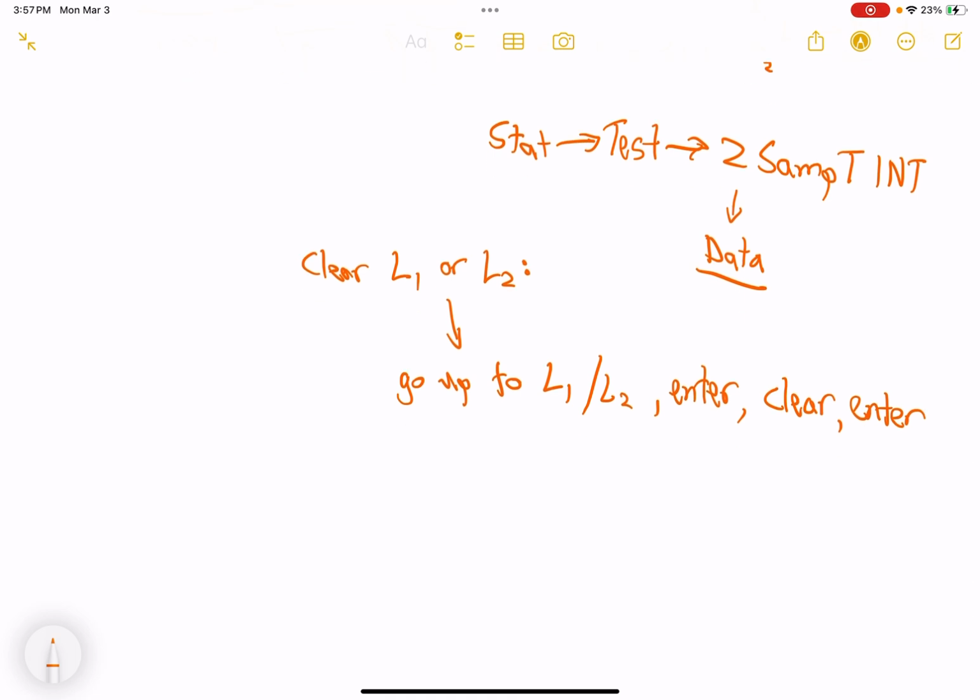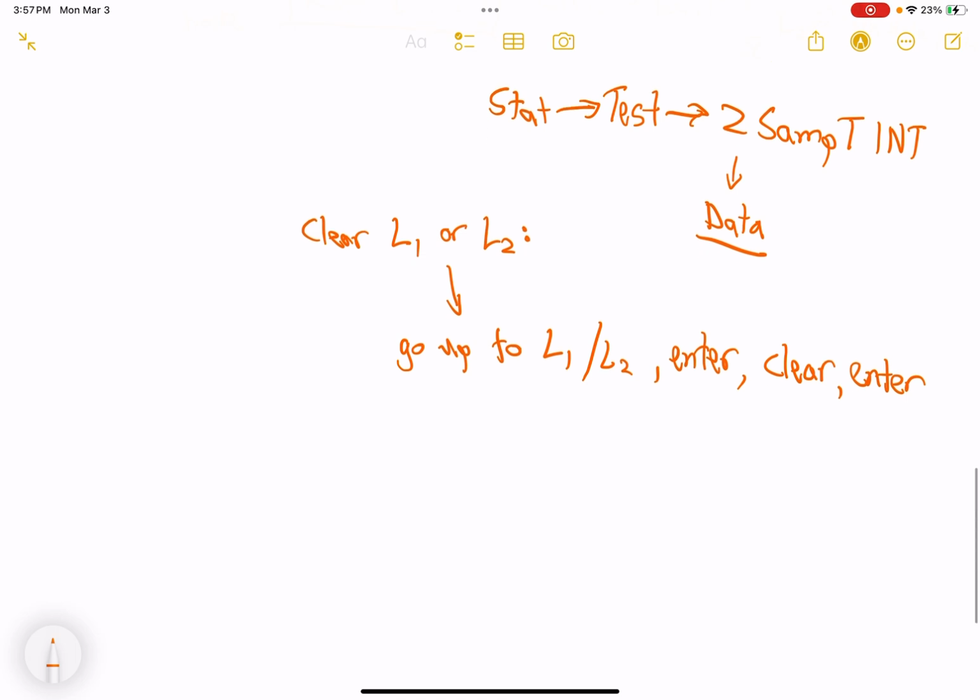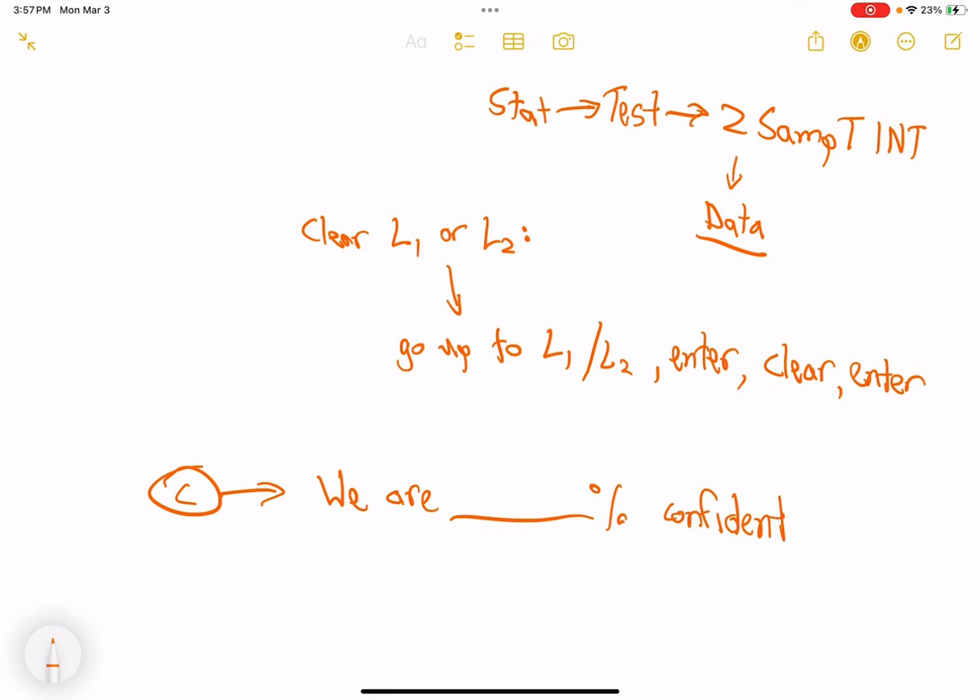What we do is we then conclude, and you know this like the back of your hand. What will that look like? We are blank % confident. Again, don't give me confidence level, give me confidence interval here. That the true, and in this case it will be difference.